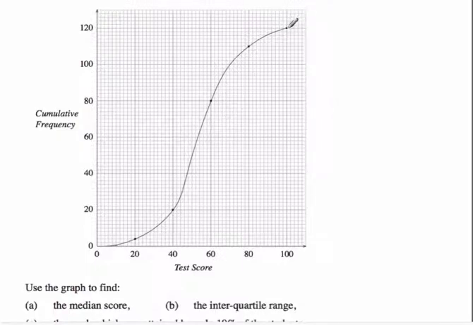So the top frequency here is 120. So 120 students took the test. So the median equals 120 divided by 2, which equals 60. So I'm going to go across here at 60 and try to go down as straight as possible. These are going up by 2s, so that's 42, 44, 46, 48, 52. So 52 is the median.